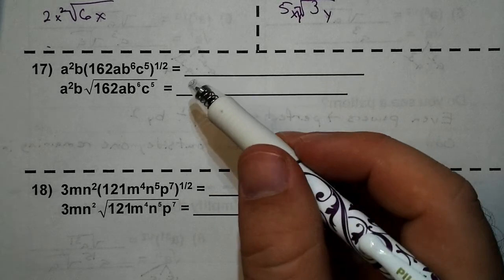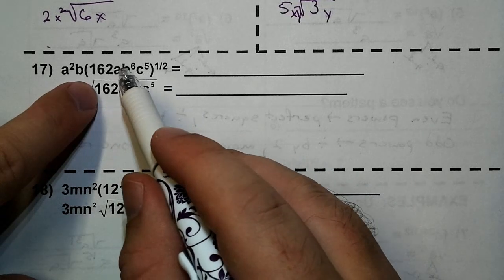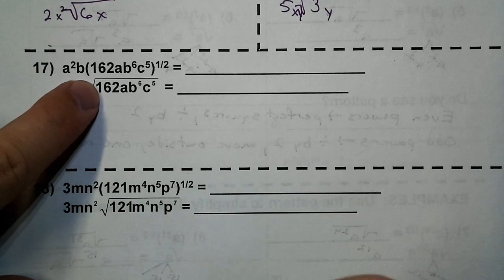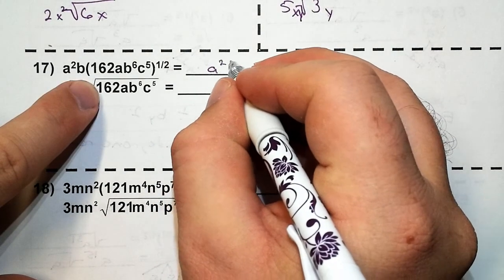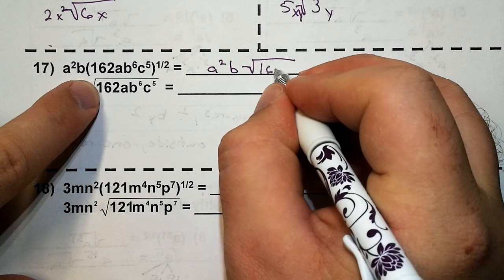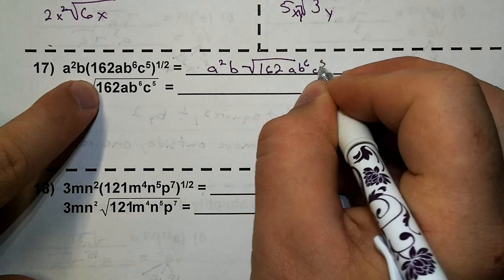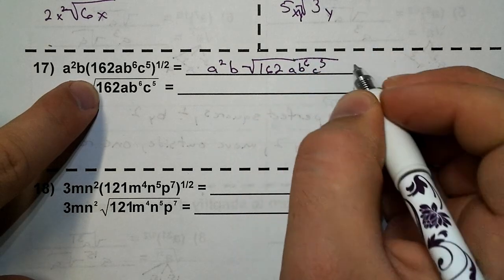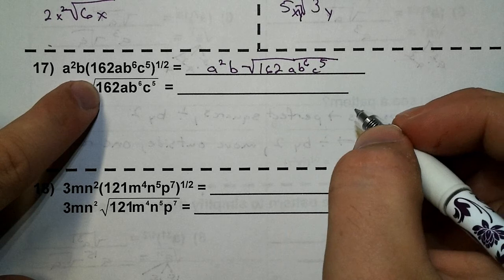Now, if you have numbers or letters on the outside of the parentheses, the only thing being raised to the square root is what's inside. So this one can be written as a squared b times the square root of 162 a b to the 6th c to the 5th. And only this part that was in parentheses is being raised to that square root.